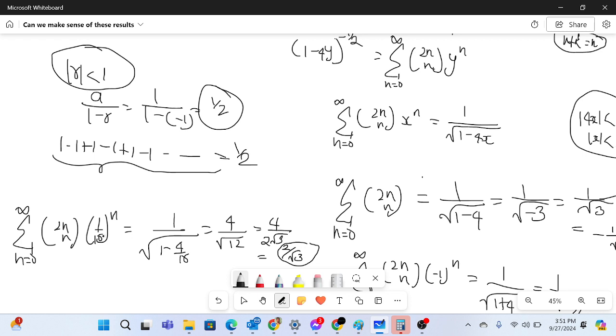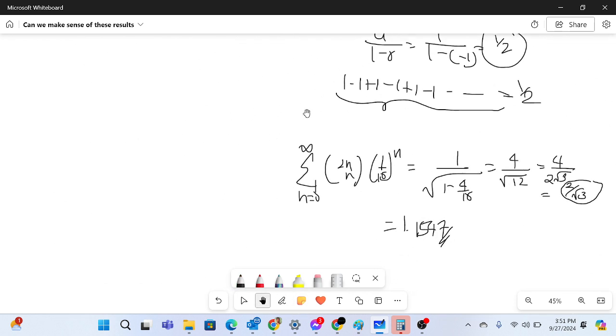And let me check the value of 2 by root 3 in the calculator. And the value is 1.1547. This is the answer. Let's check how long it takes for the original series to get to that answer.